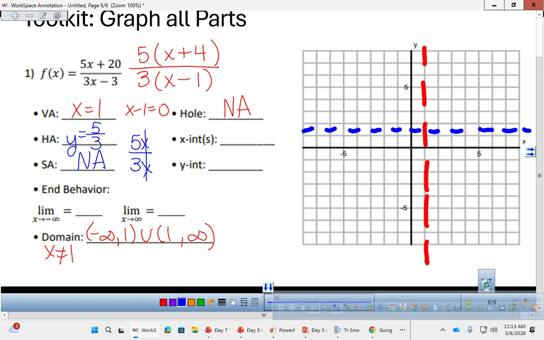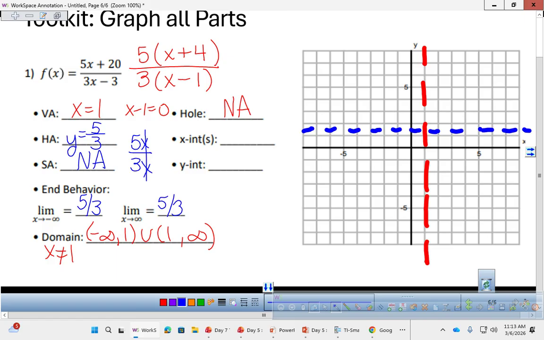If you have a horizontal asymptote, then you don't have a slant. If you have a horizontal asymptote, then you have your end behavior too. My graph's going to level off at 5/3 or 1.67, however you want to write that one. So far visually, this is what I've got.